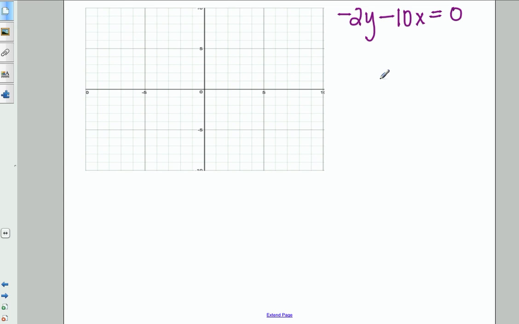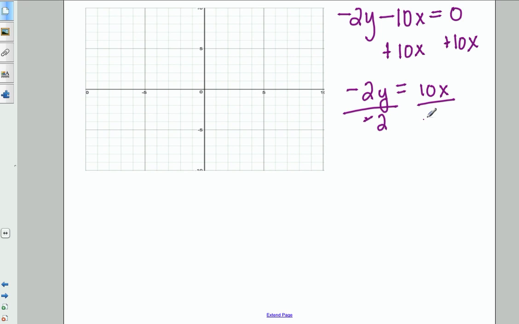Why not? You have a -2y. The y is not by itself. Seth, what do I do first? Add 10x. After I changed it, you had to add 10x. And Christian told me 5 was the slope. And what was he trying to do? He was trying to do it in his head, right? Yeah. You got the 5 right, because what do you have to do to get y by itself?